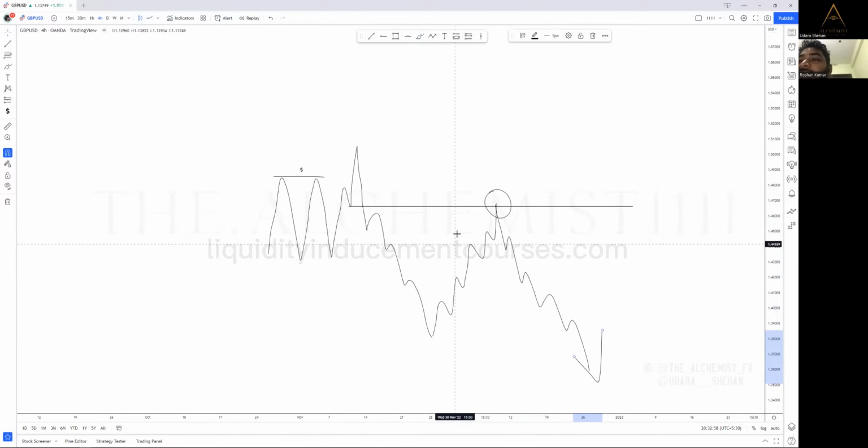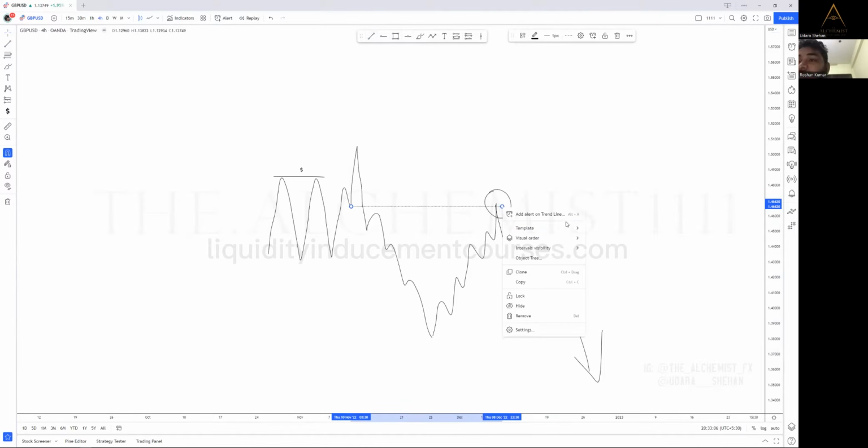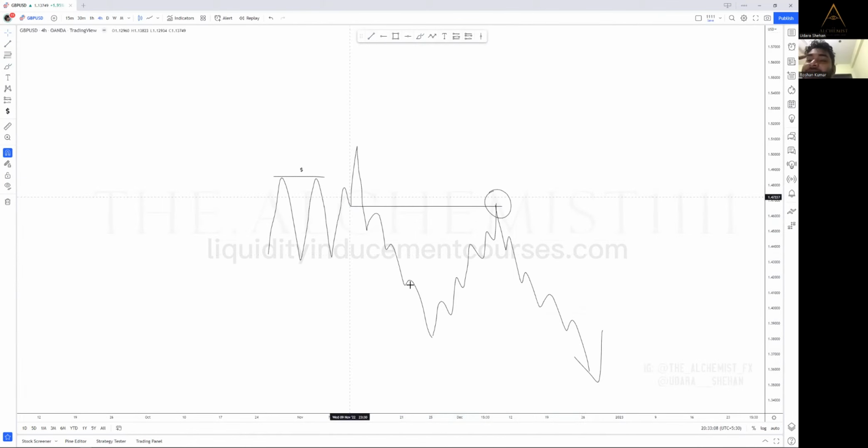So what's the order block in here? Recently, it's in EURUSD. I'll show you examples. People will be expecting this, because this right here is what we call a mitigation. So what is the order block in here?